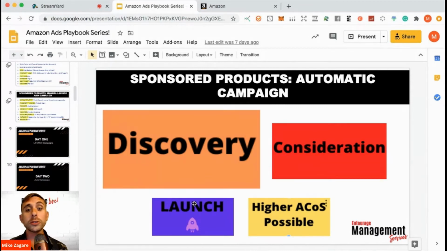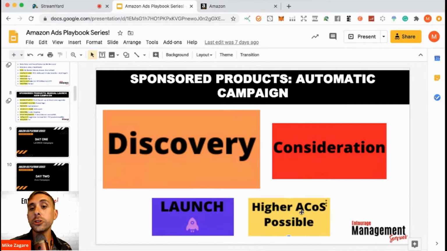Okay, guys? So also you can use these automatic campaigns in conjunction with launch campaigns. Some sellers turn automatic campaigns on after the launch phase. Some turn it on during the launch phase. Definitely helps to get more information about what you're selling. And it also helps you get that discovery about the keywords and the search terms and the ASINs that are converting for that product. So it works really, really well in that launch phase as well.